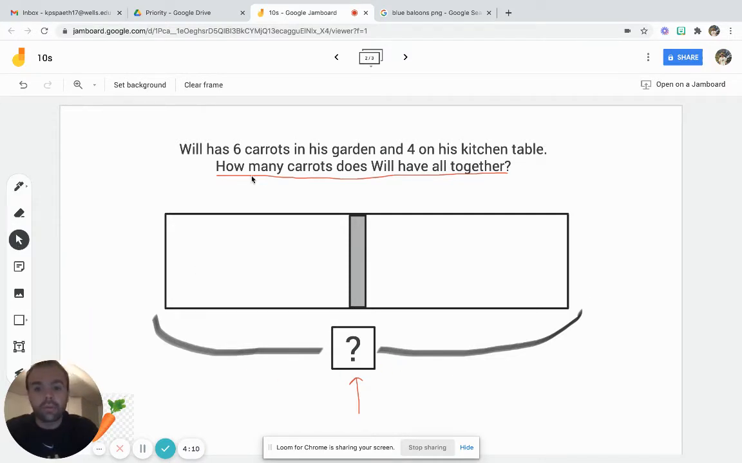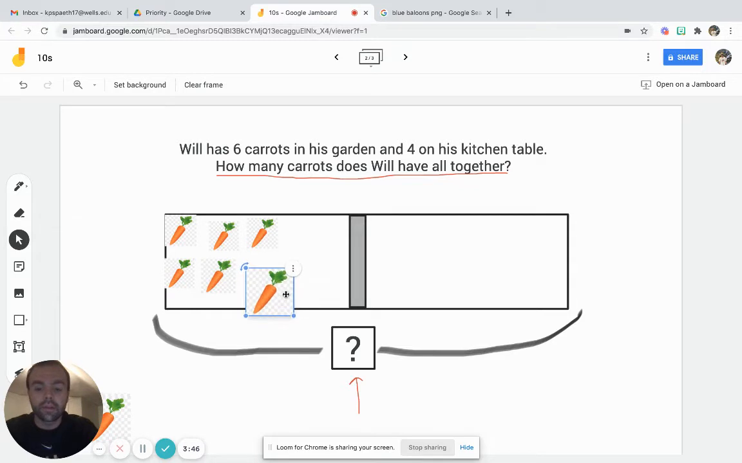One thing I know from reading the problem is that he has 6 carrots in his garden. So I'm going to put 6 carrots in his garden. 1, 2, 3, 4, 5, and 6. And we know he has 6 carrots because it tells us right in the problem. So that's one side of my diagram, the 6 carrots that are in his garden. I can even write in a little 6 here.